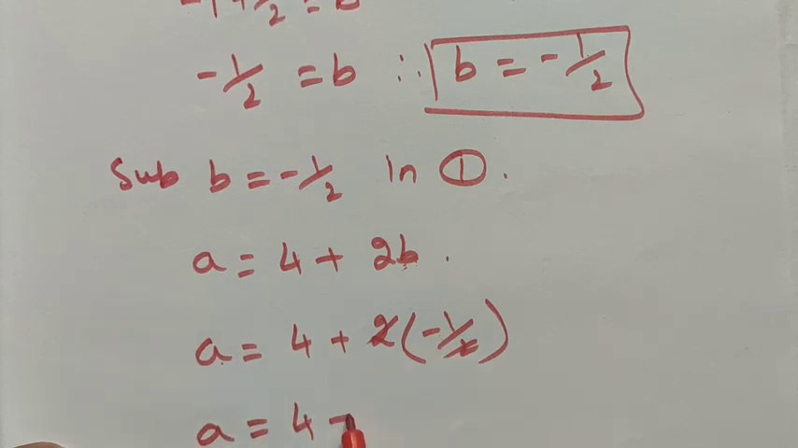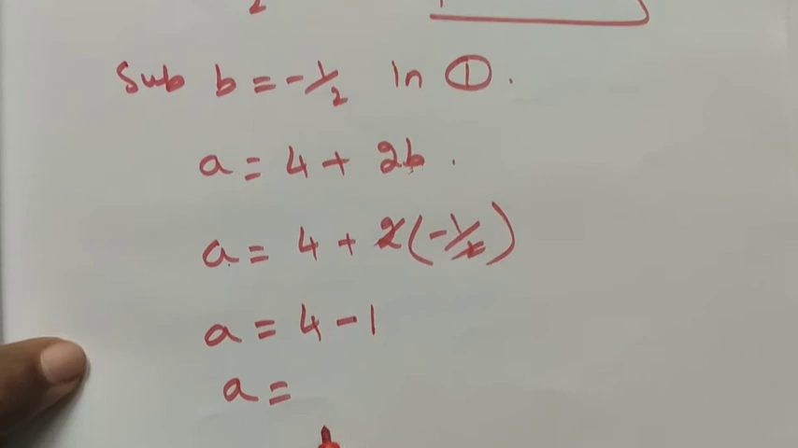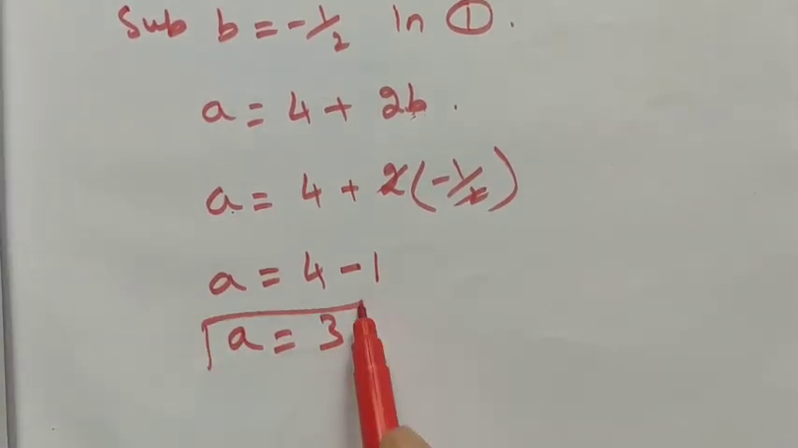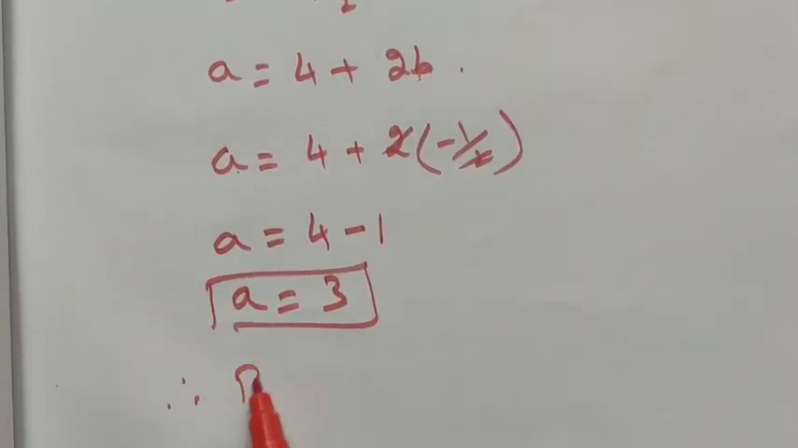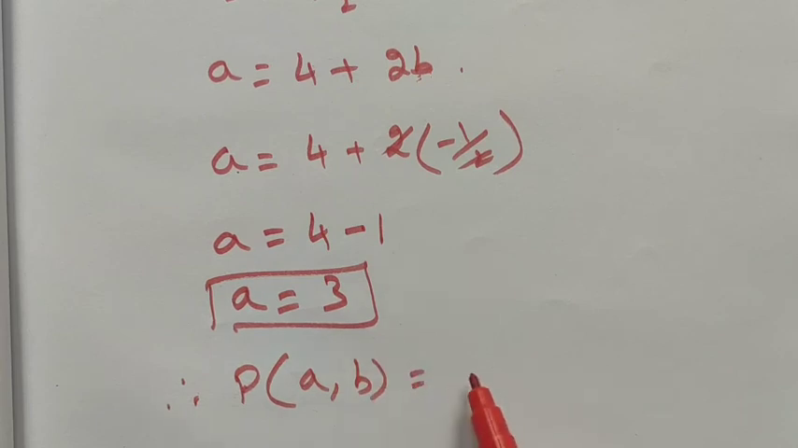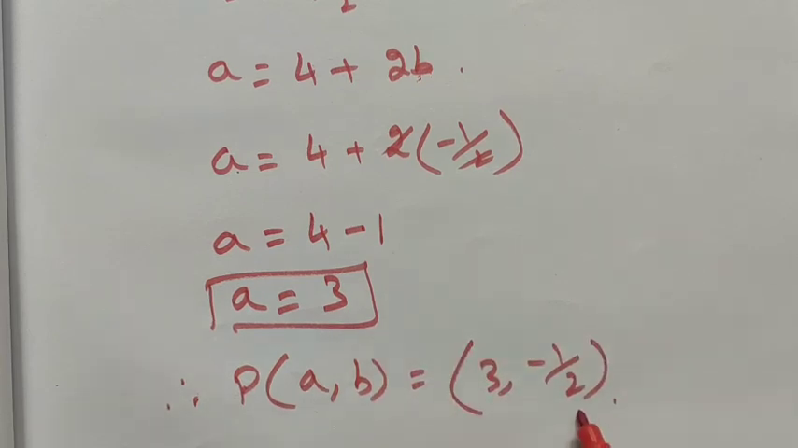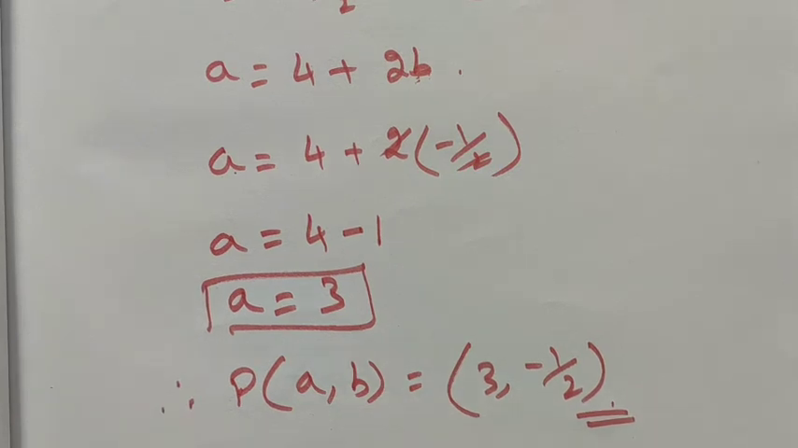Then we get a is equal to 4, here we have plus into minus, minus 1. Then a is equal to 3. So therefore the point P of (a comma b) is equal to (3 comma minus 1 by 2) is the answer.